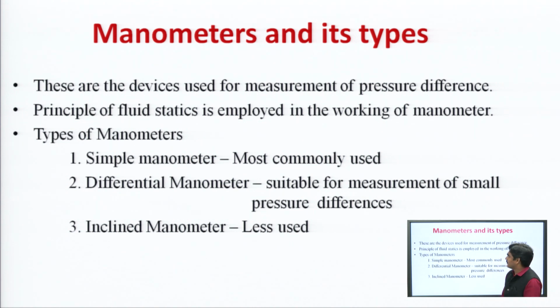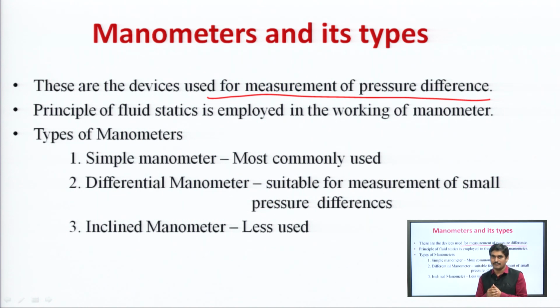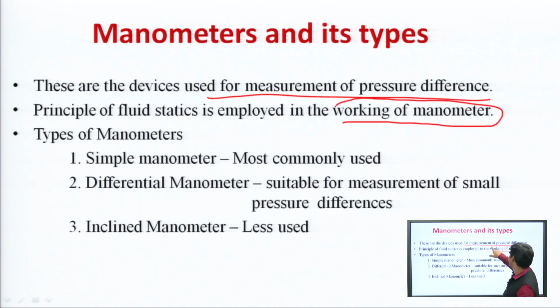Okay. So what is a manometer? Manometer is a device that is used for the measurement of pressure difference. When we have to measure a pressure difference of a fluid flowing in a pipe, then the instrument that is used for measuring pressure difference is called a manometer. The principle of fluid statics is employed in the working of manometers. Which principle is employed? Fluid static principle is employed in the working of manometers, not dynamic.